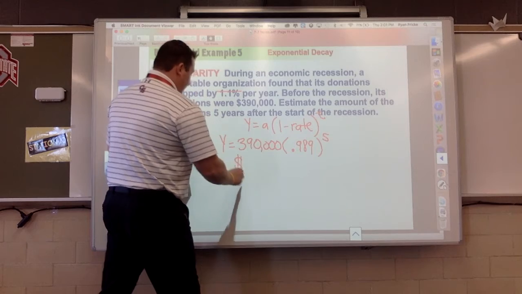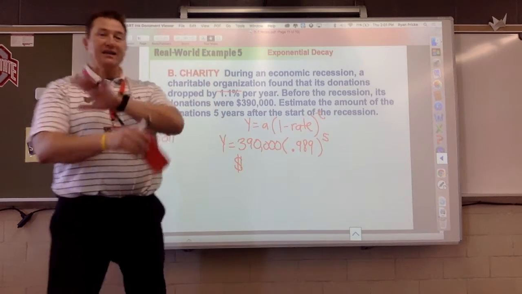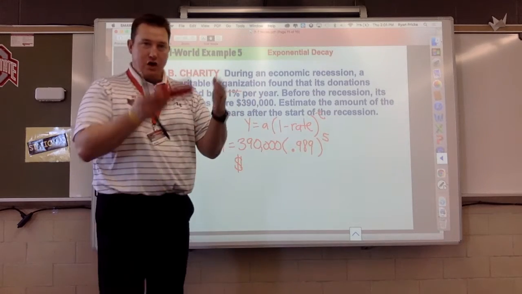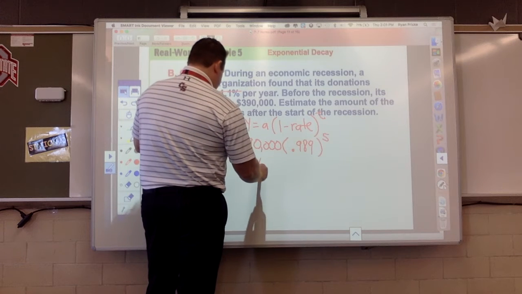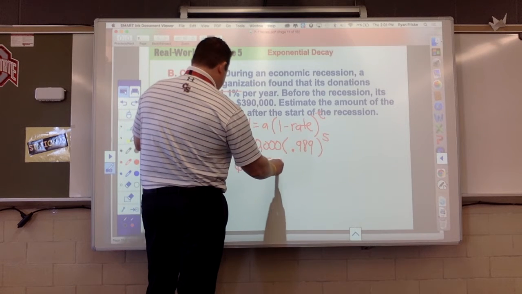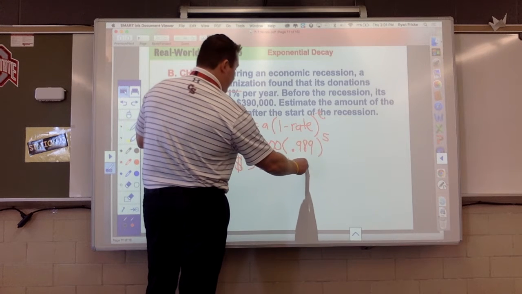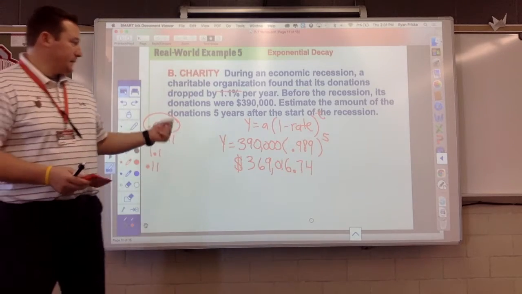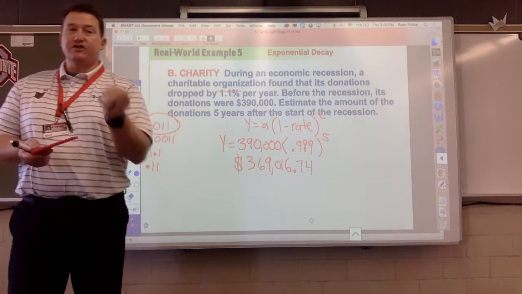Now we're talking about money, so anytime we're dealing with money, round to the nearest hundredth, the 100th spot. $369,016.74. You've got to think like a calculator. So that is how much we would estimate their donations would be.